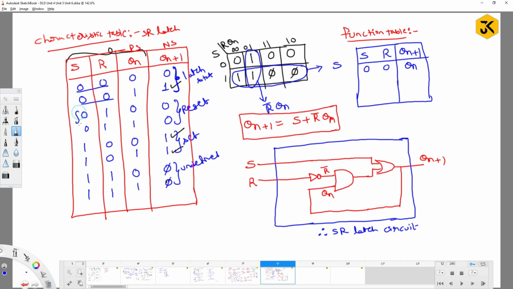Similarly, for 0, 1, what is your output? Irrespective of Qn, you are getting 0 only, so I can write 0. And for 1, 0, your output will be 1. For 1, 1, your output will be undefined. So this is what we can call a function table, right? Reducing the number of variables, we call it a function table. Simply, I have defined it with the help of a characteristics table only.